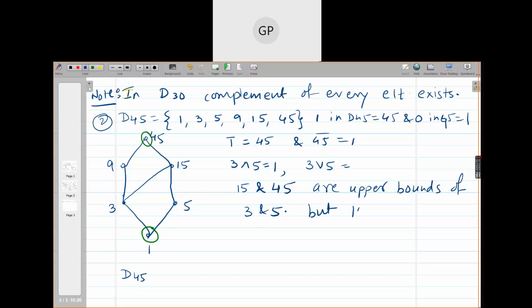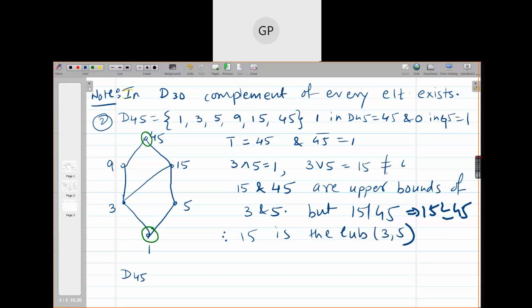15. Yes, but 15 divides 45. Everything is happening with respect to the divides relation. But 15 divides 45 implies 15 is less than or equal to 45 and therefore 15 is the LUB of 3 and 5, right? So it is not equal to 45. Do you understand it? And therefore 3 and 5 are not complements of each other.